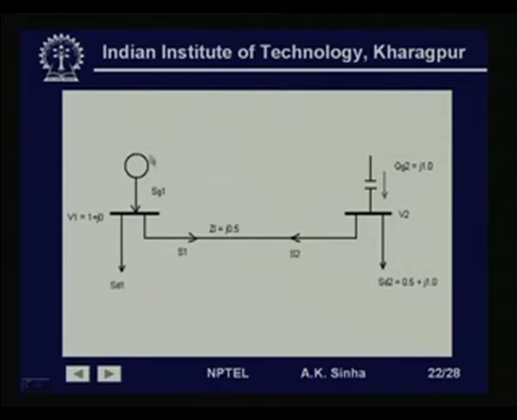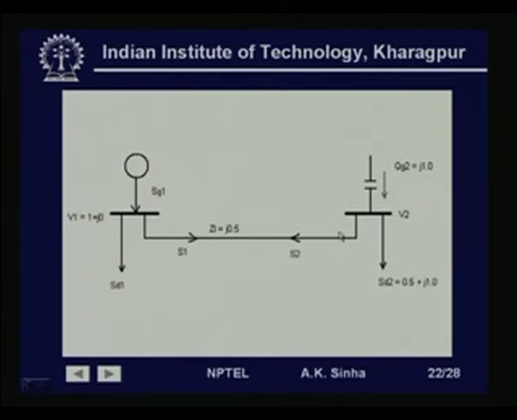Bus 1 will be acting as a slack bus, because here both voltage magnitude and angle are specified, and also we do not know what the generation at this bus will be till we know the loss here.